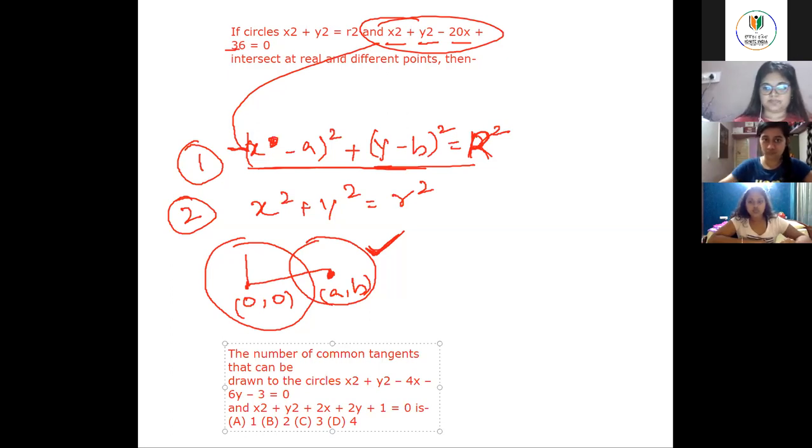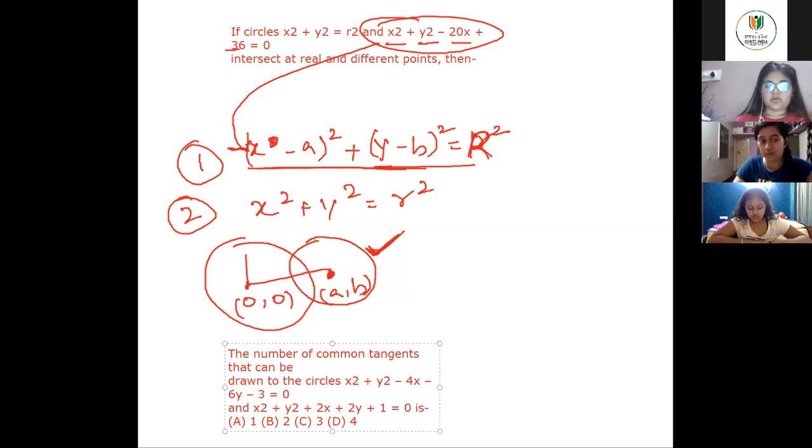Ma'am, C1, C2 we find using the distance formula. Yeah, C1, C2 is the distance formula. Okay, and when they ask common tangents, do we include imaginary tangents? No, there are no imaginary tangents possible.